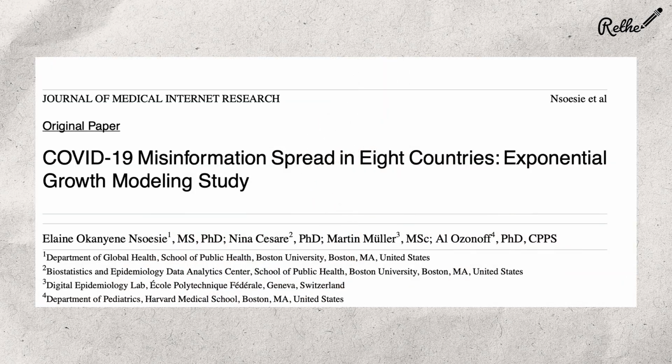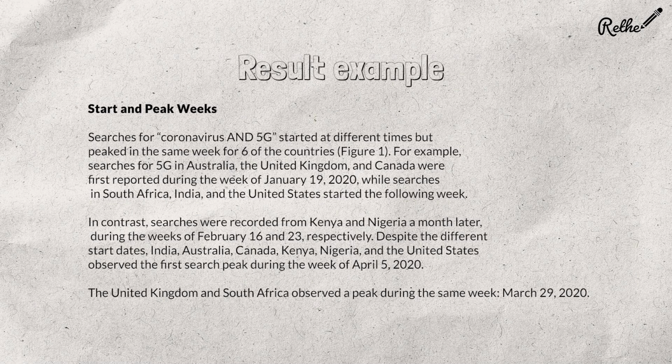In the next example, we studied COVID-19 misinformation spread in 8 countries. Our first subheading focuses on the start and peak of misinformation searches. Searches for coronavirus and 5G started at different times but peaked in the same week for 6 of the countries. For example, searches for 5G in Australia, the United Kingdom, and Canada were first reported during the week of January 19, 2020, while searches in South Africa, India, and the United States started the following week.